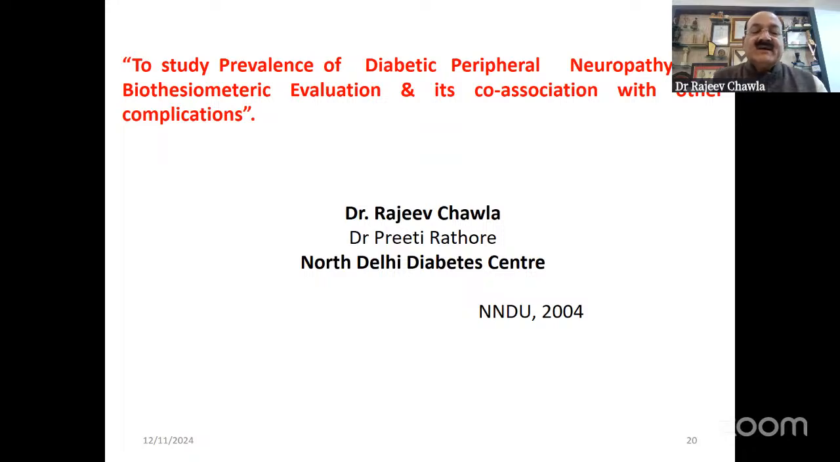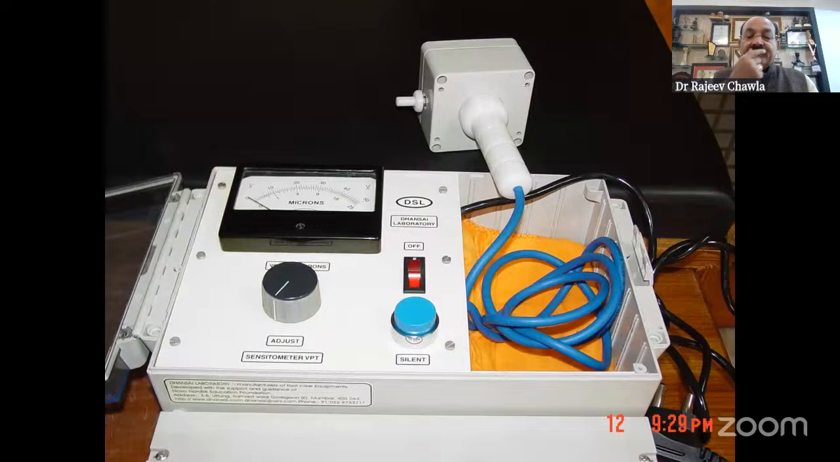This is one of the earliest studies, which we presented at the Nordic Diabetes Update in Singapore. We looked into the prevalence of diabetic peripheral neuropathy by first doing the NSS NDS score and then trying to quantify through biothesiometry. We also looked for co-association of peripheral neuropathy with other complications. This is the biothesiometer, which is available in the market. It costs less than 50,000 today. Most clinics can do it.